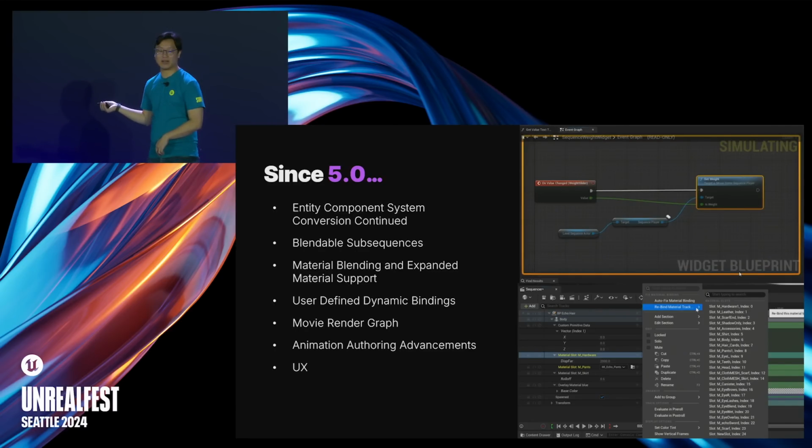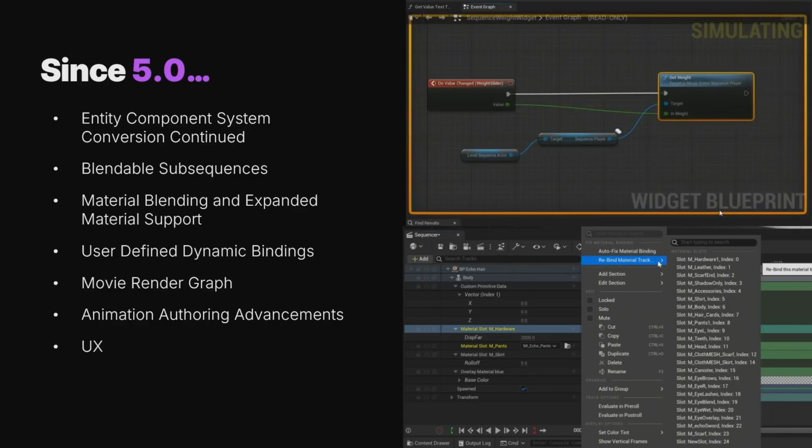Another request that we've gotten often is just better material blending and expanded material support. So, being able to see the material slot name instead of numbers, right? And being able to access all different kinds of materials and being able to animate them directly within Sequencer. Another expansion has been user-defined dynamic bindings, being able to use the Level Sequence Director Blueprint to define how those bindings get bound in Sequencer. And then improvements such as Movie Render Graph, animation authoring advancements, and a massive UX pull. So that's what we've been doing since 5.0.